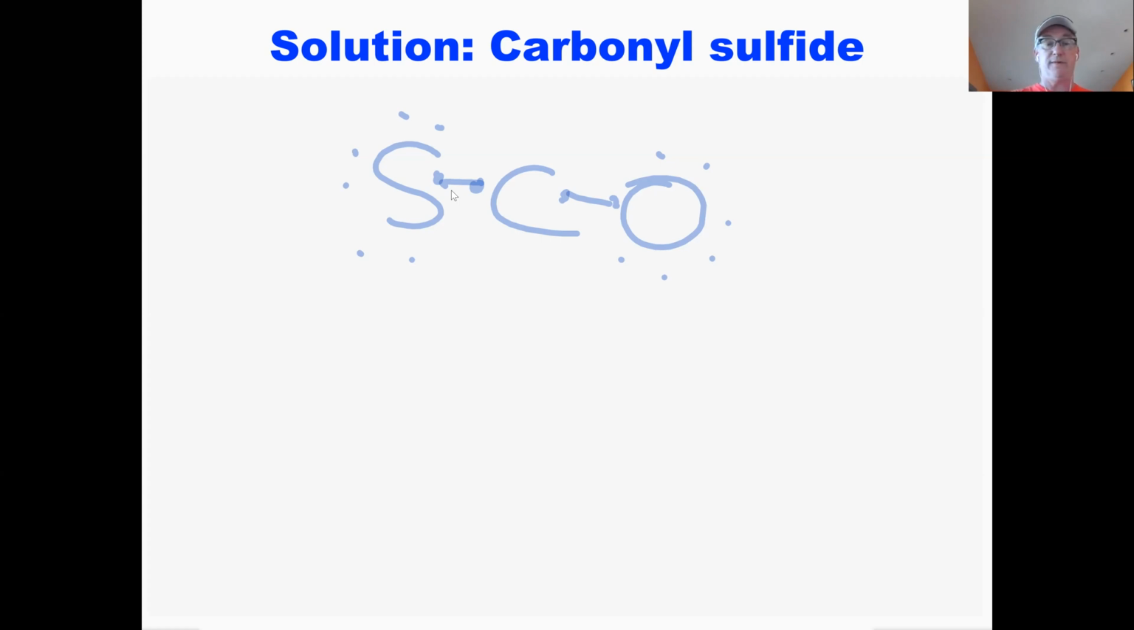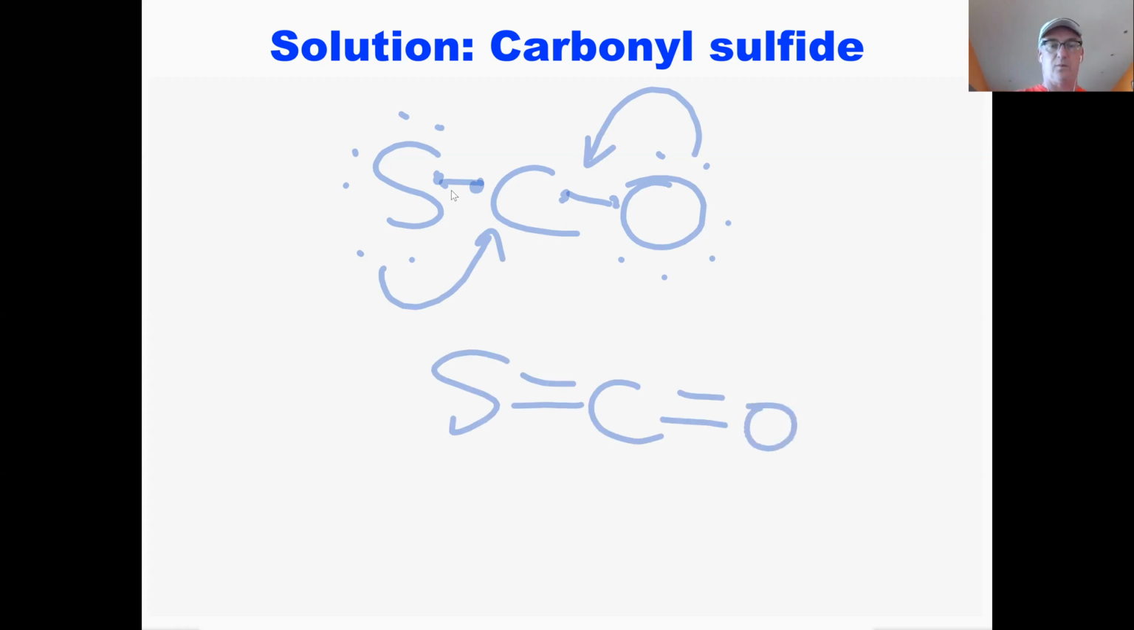Yes, we will move this pair of electrons to the middle, and oxygen will donate this pair of electrons over here, and so we'll wind up with this. 1, 2, 3, 4, 1, 2, 3, 4. Now everybody has an octet. Everybody's happy. The question is, is this a polar molecule or a nonpolar molecule?